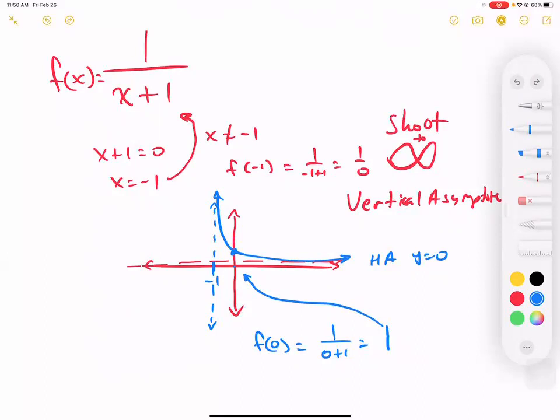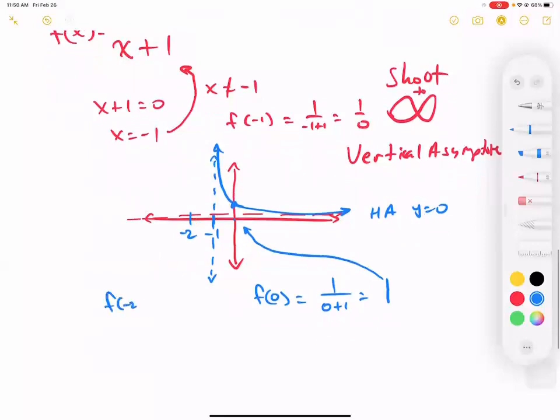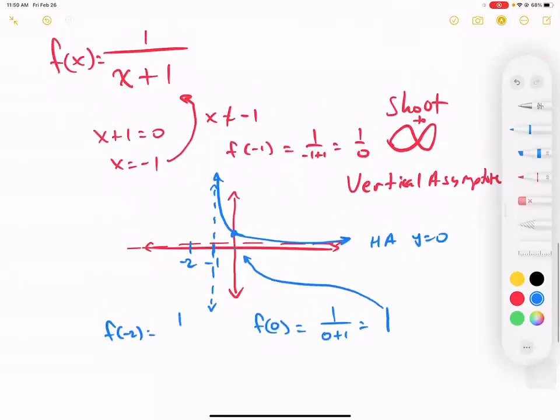Let's look on the left side. Pick a number that's less than -1. Maybe -2? Sure, let's pick -2. F of -2. If I plug in -2 to my function, 1 over -2 plus 1 is 1 over -1. Hey, 1 divided by -1 is -1. And we're going to be right here where I wrote the -2. That's right, -2 on top.